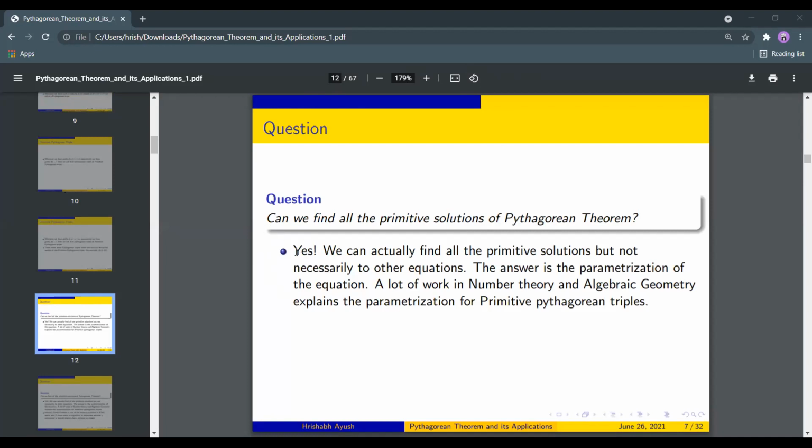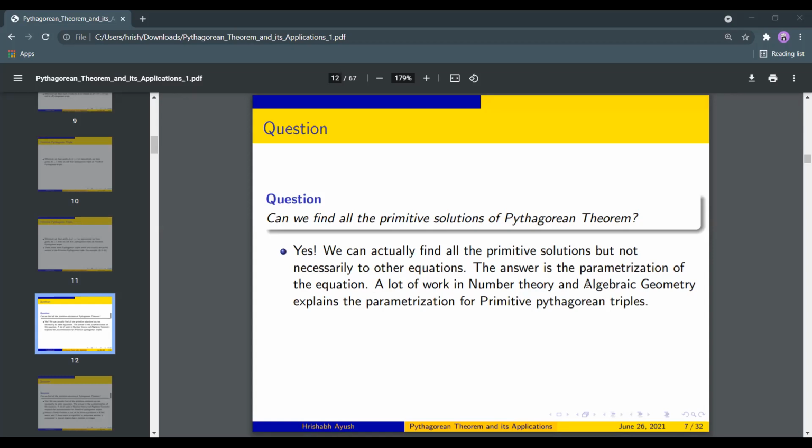So yes, we can actually find all the primitive solutions, but not necessarily for other equations. By other equations, I mean those that are not of the form a squared plus b squared equals c squared. So we can find it here, and the answer is the parametrization of the equation. We'll see how parametrization works, how we apply it, and we'll solve some problems using it. A lot of work in number theory and algebraic geometry explains this parametrization of the primitive Pythagorean triples. So we'll see how that works.